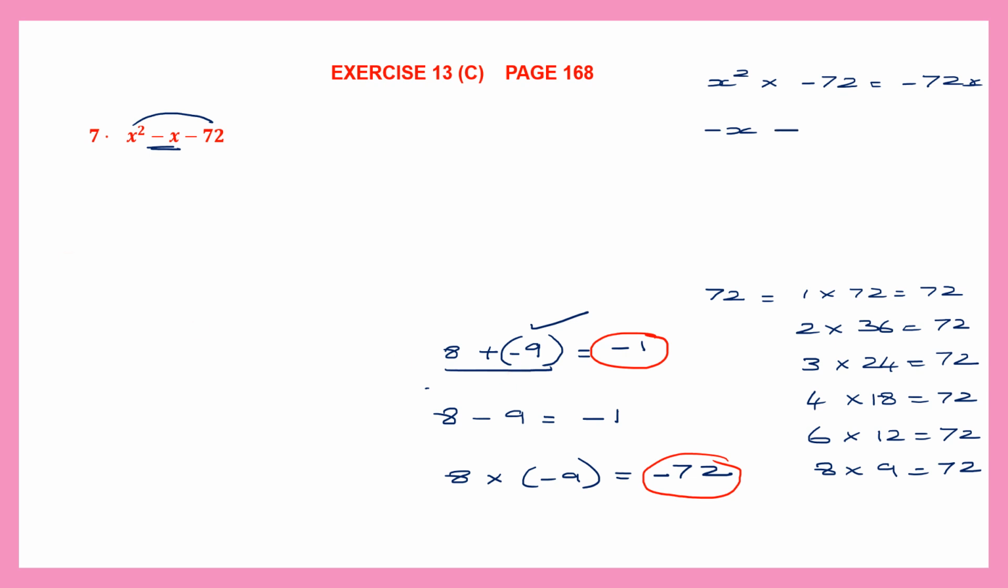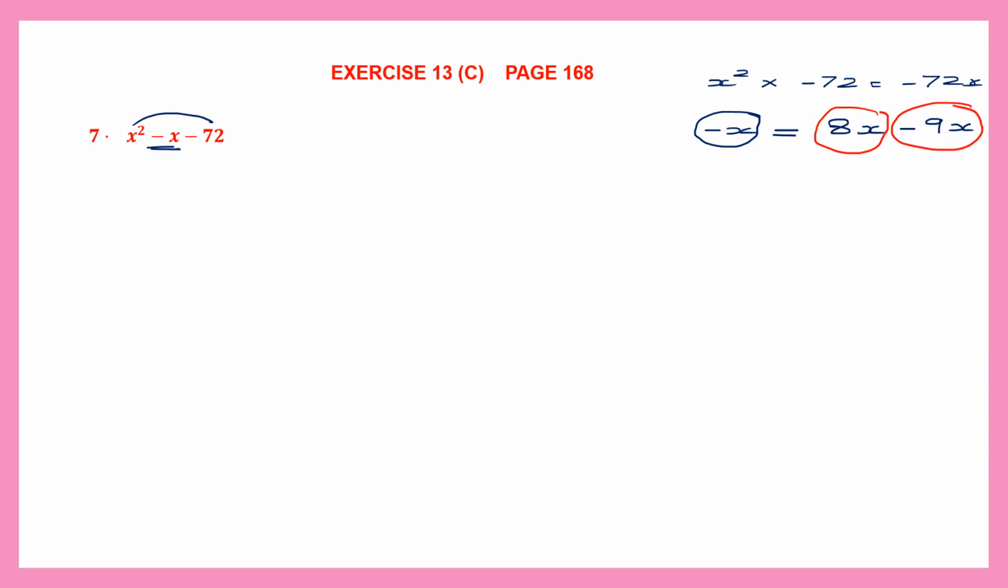So let me split this up and write 8x minus 9x. What do I get? 8x minus 9x, I'll get back minus x. So these are my two terms. I have split up this middle term into 8x and minus 9x. So now let's write it here. The first term here is x squared. That remains the same. We have split only minus x. So we're going to write minus x is split up into 8x minus 9x. And the last term we write as it is.